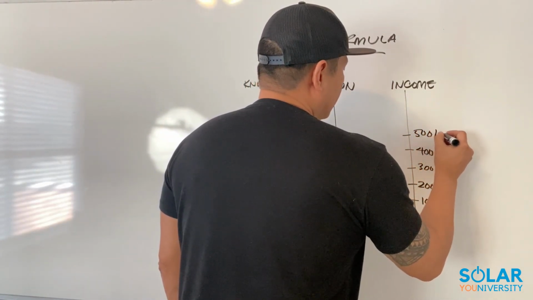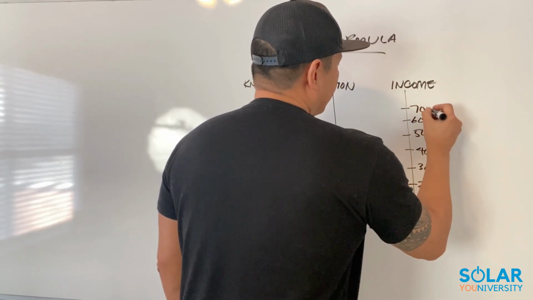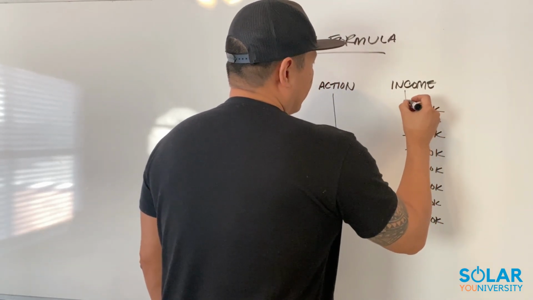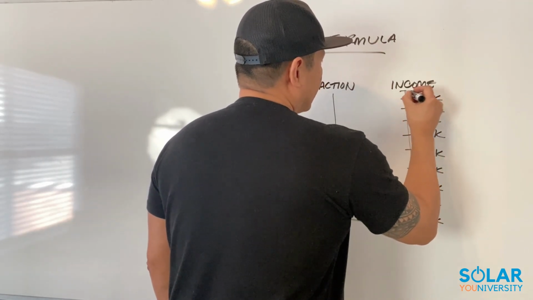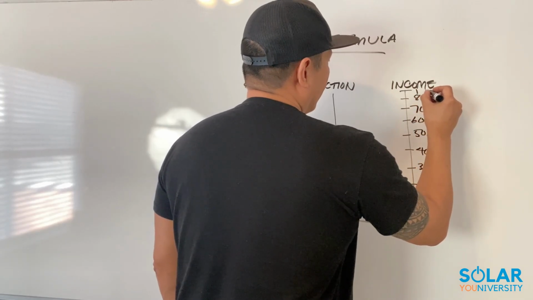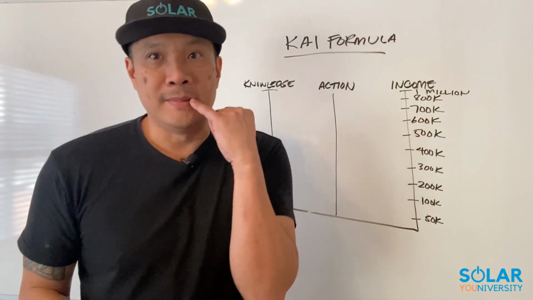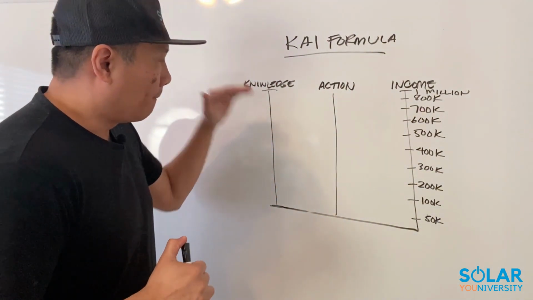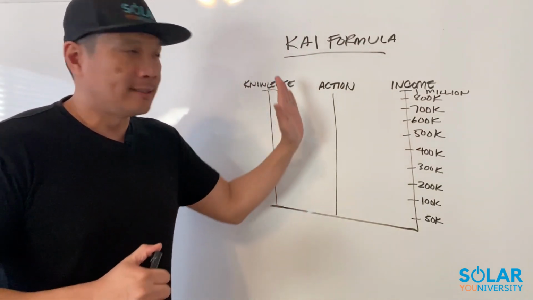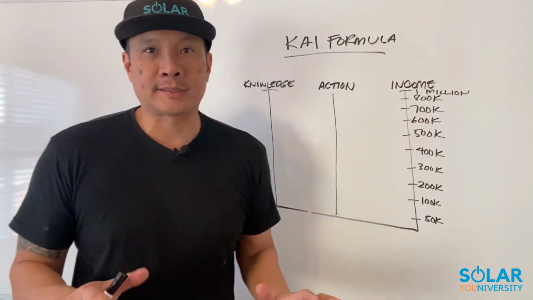So 500K, 600K, 700K, hopefully I have enough room. 800K, okay? And say this is $1 million. Way at the top is $1 million. $1 million, okay? So I wanna break down these lines to you so you can really understand how this works.